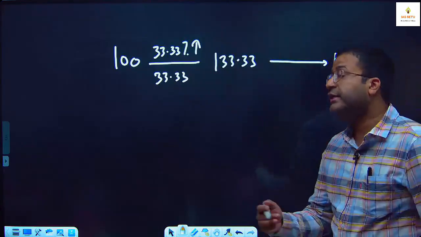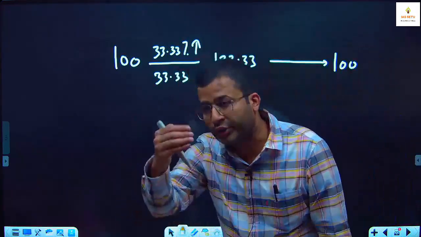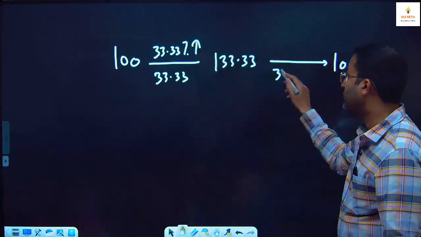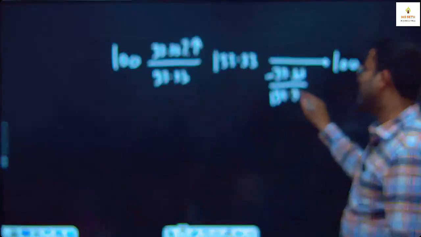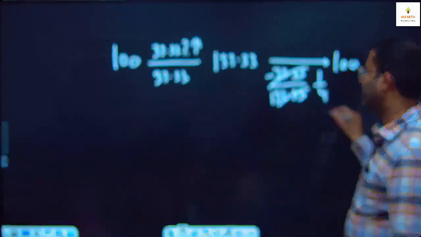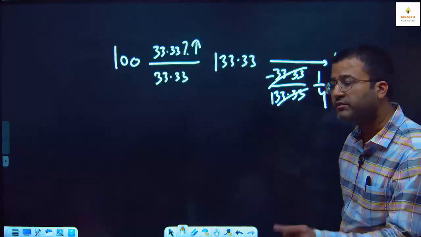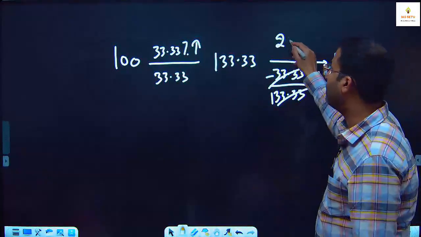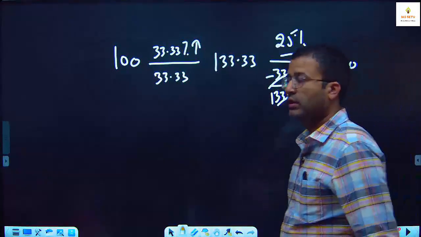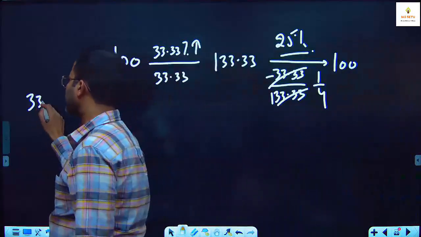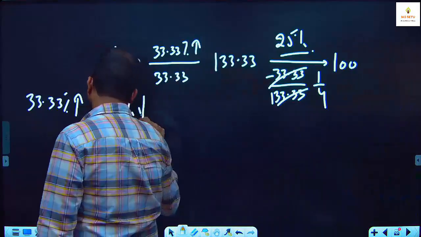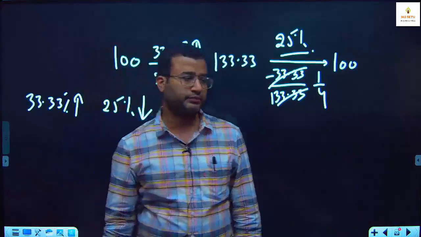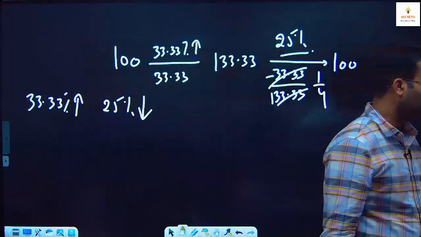So here what he or she will do right now will reduce your salary by 33.33 out of 133.33, which is going to be 1 by 4. And what is 1 by 4? 25%. So 33.33% increase is compensated by 25% decrease. Reverse is also true.